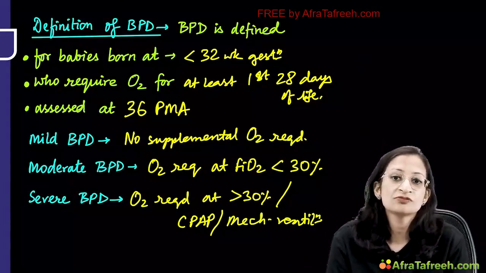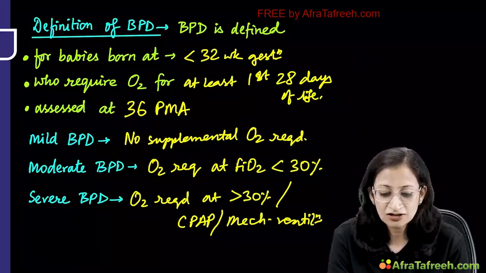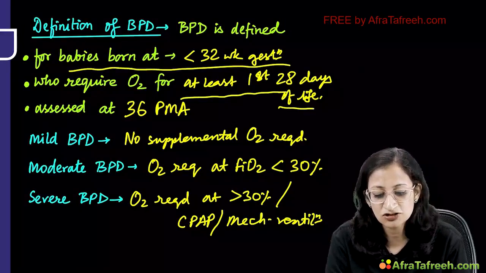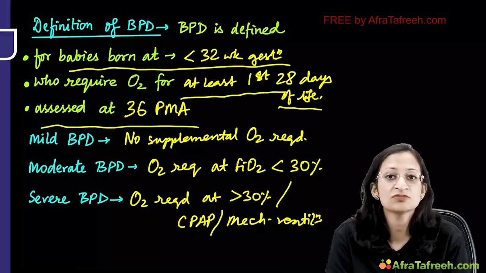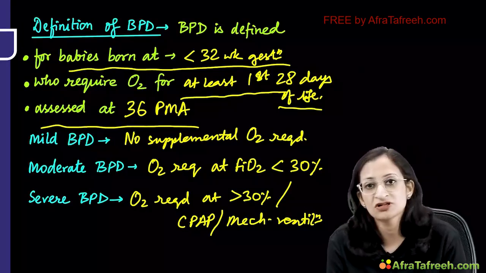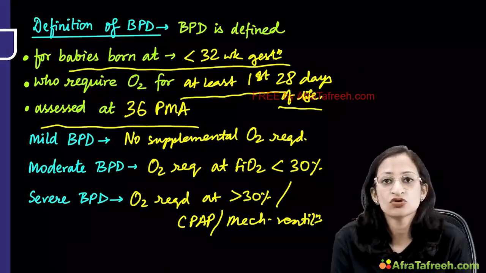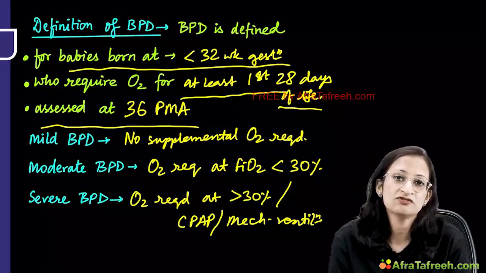So that is bronchopulmonary dysplasia or BPD, defined for babies born at less than 32 weeks gestation who receive oxygen for at least the first 28 days of life, assessed at 36 weeks postmenstrual age. Mild BPD, no supplemental oxygen is required. Moderate, oxygen required less than 30% FiO2. Severe, more than 30% or CPAP or mechanical ventilation.